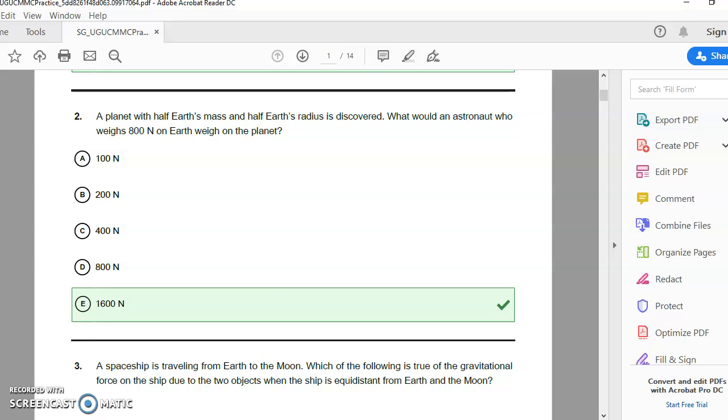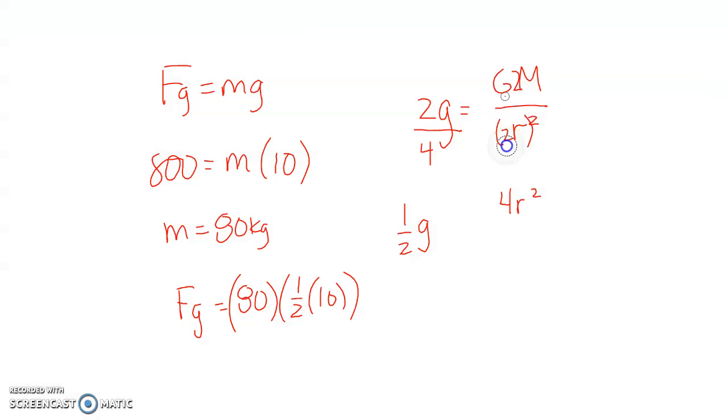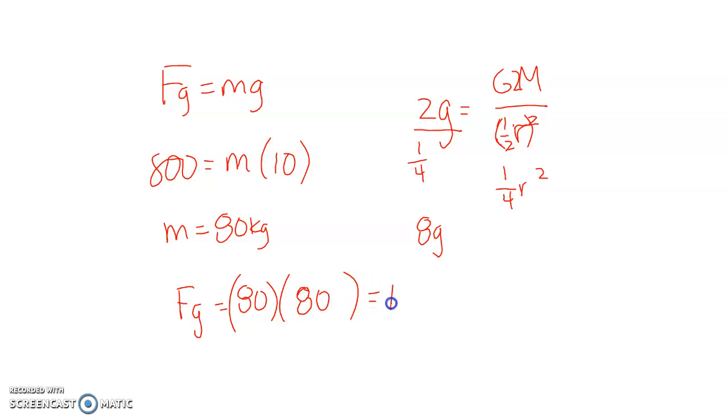Why am I crazy? It says half the radius. That's why. I did double the radius. All right, let's fix that real quick. Half the radius means that that's 1/2 r, and that would be 1/4 r squared. So you're dividing by a quarter, which means that g is actually going to be 4 times 2, so 8 times g. So then this is actually going to be 80. So 80 times 80 is 1600. That makes way more sense. Okay.